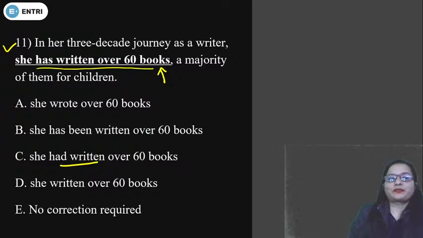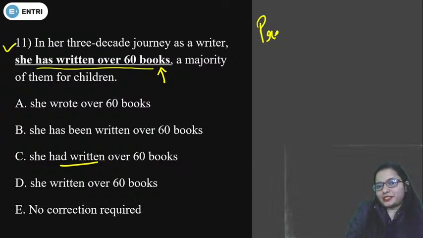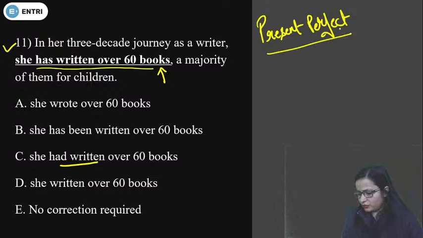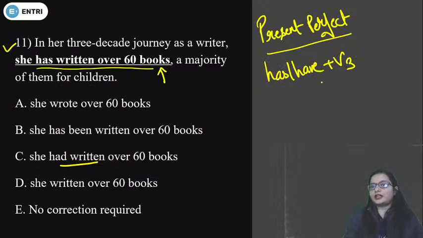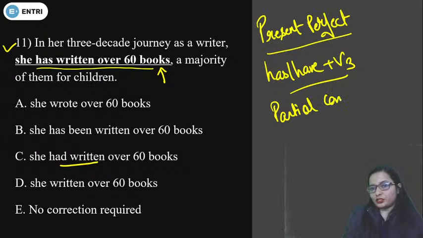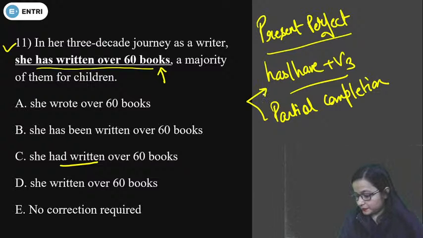Okay, so why do we use present perfect tense? Guys, why do we use present perfect tense? Just to show the completion of any action. This is the only usage of present perfect tense when we have has, have, or V3. Actually, the answer is no. We do not use the present perfect tense just to show the completion. We show the partial completion as well by using the form of present perfect tense.